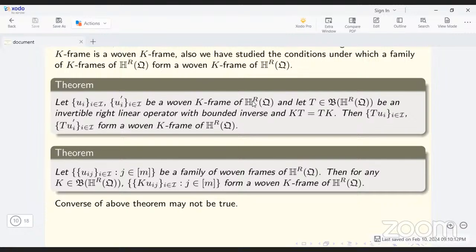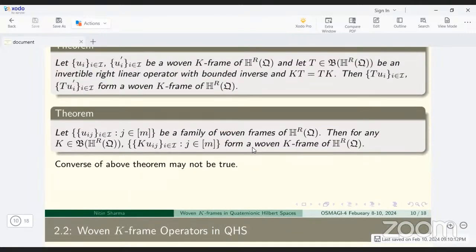So we have taken two Bowen K-frames in H_R, a right quaternionic Hilbert space, and we have taken T to be an invertible right linear operator with bounded inverse, and it also commutes with K. Then T applied to U_i and T applied to U_i' form Bowen K-frames for H_R. In the next result, we have proved that every Bowen frame forms a Bowen K-frame, but the converse is not true.